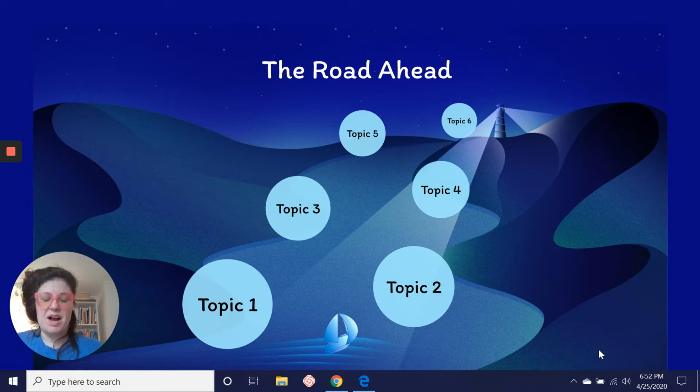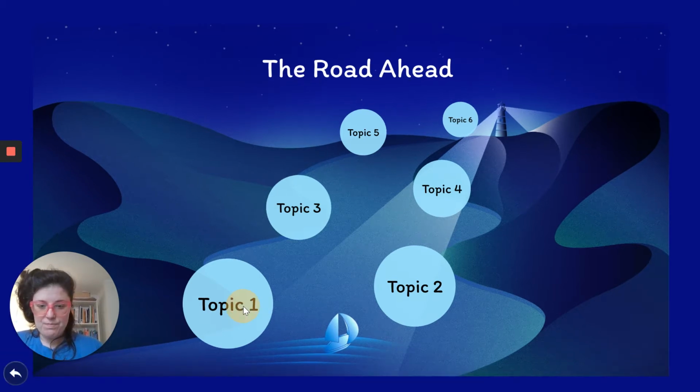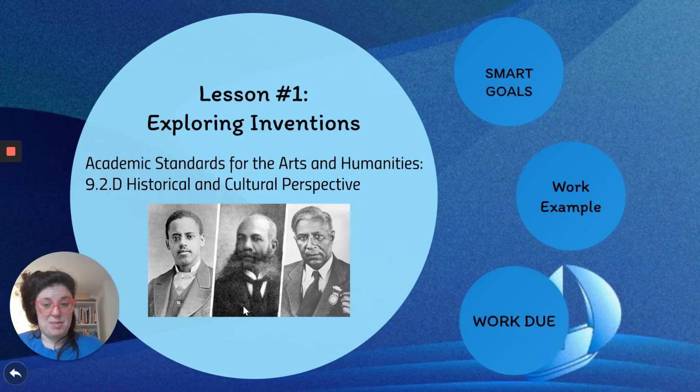Hi everyone, I'm going to be starting off with lesson number 1, which is the first lesson of the 4th quarter of the school year. This is all new material and I'm very excited to be covering it with you. Topic number 1, lesson number 1, exploring inventions. This covers academic standards for the arts and humanities, 9.2D, historical and cultural perspective.